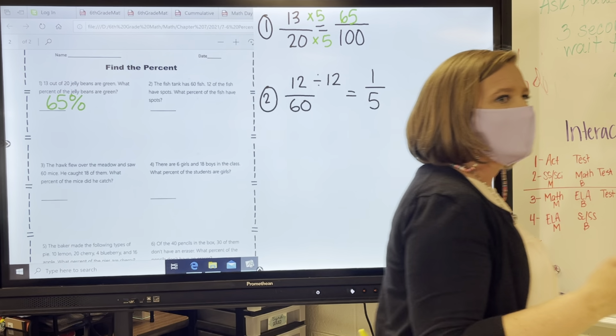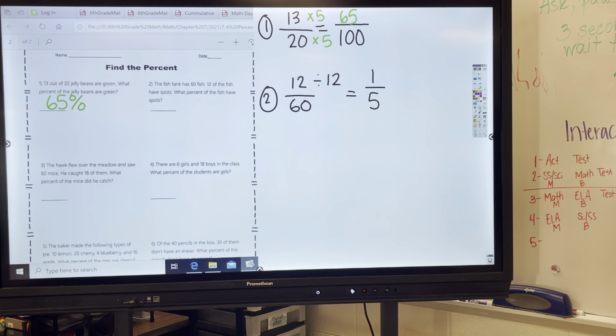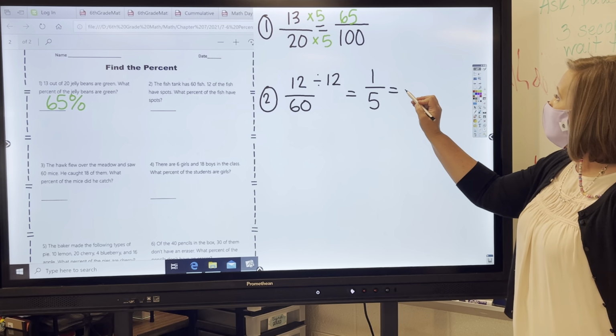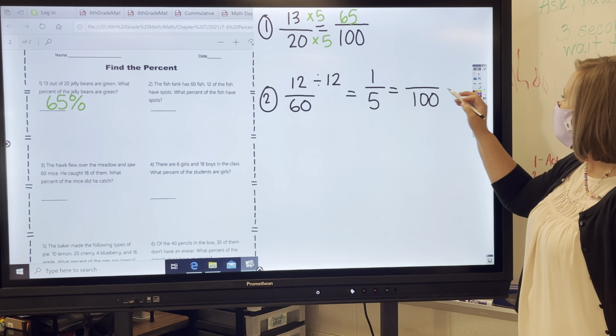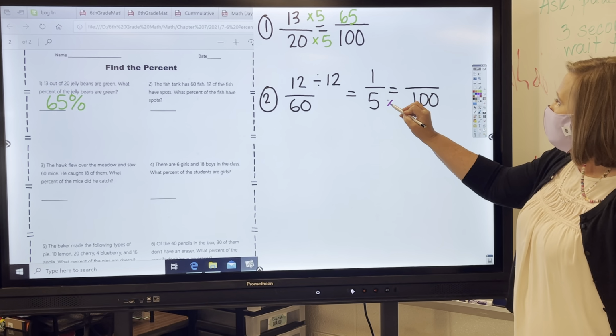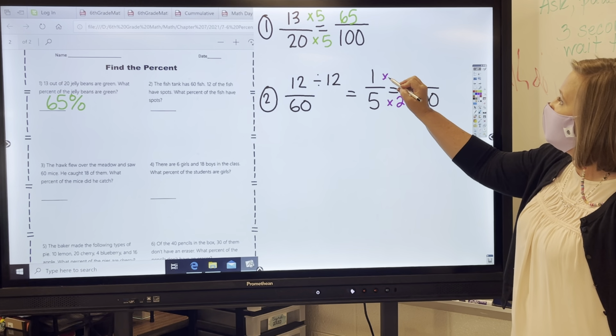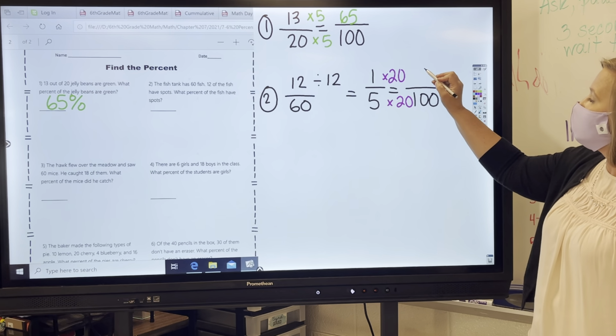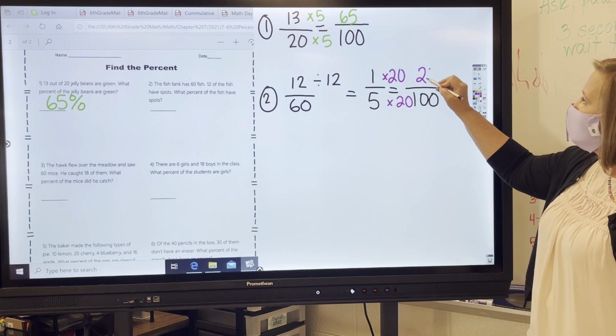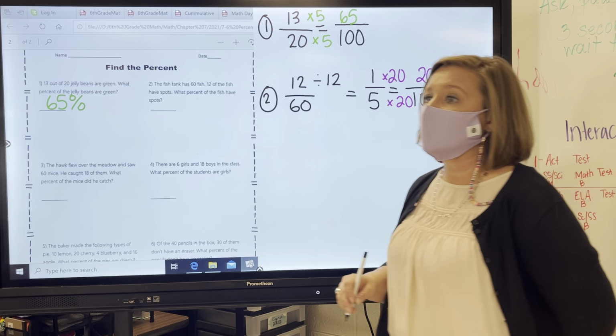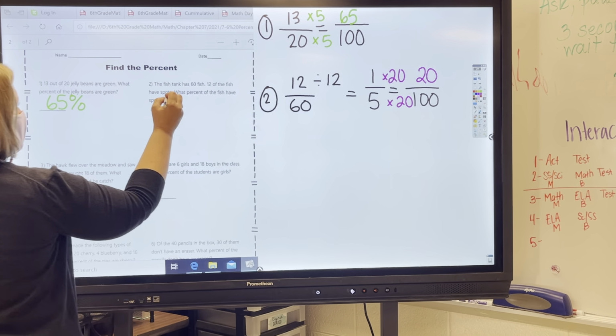Now, what does my denominator need to be? Can I get from 5 to 100? Yes. What do I multiply by? 20. So 1 times 20 is 20. So what percent have spots? 20.